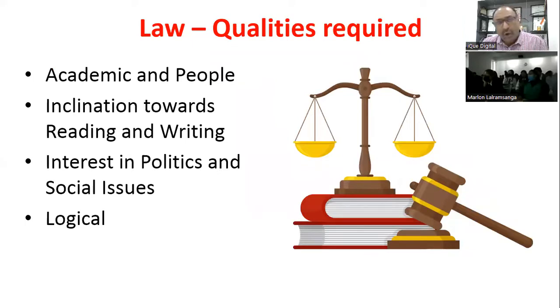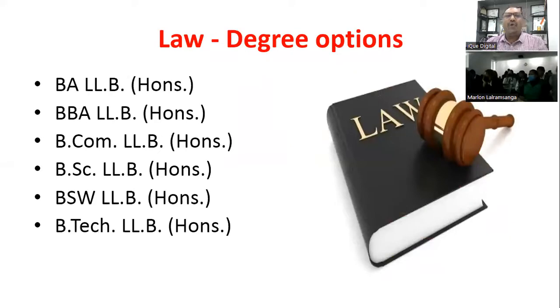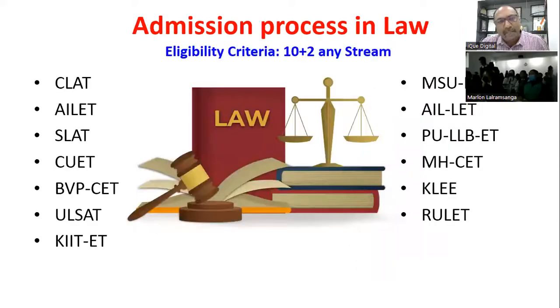Next, we talk about law. If you are a very strongly academic and people-oriented child, you have an inclination towards reading and writing, you have interest in politics and social issues, and you are a very logical child, then law could be an excellent option. In India, after 12th, you can go for these 6 degrees in law, where BA LLB, BBA LLB, BCom LLB, and BSW LLB are available to a child from any background. Only BSc LLB and BTech LLB are available to students coming from a science background.